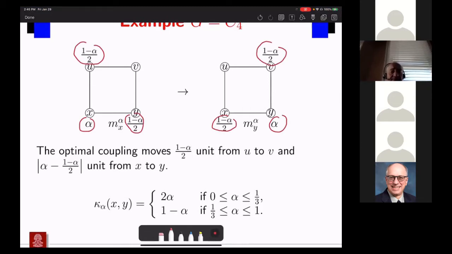And then the calculation tells you that kappa alpha is given by this piecewise linear function, and it's always like this.